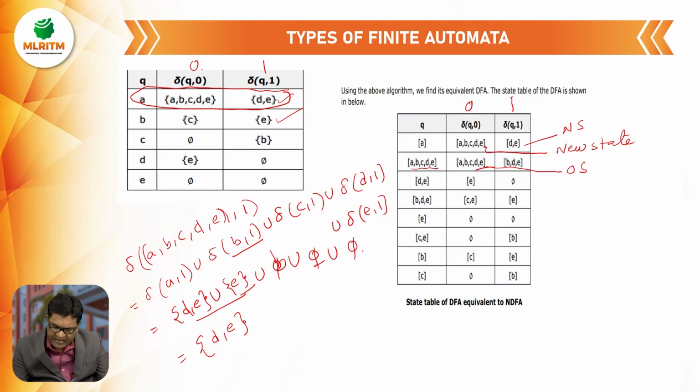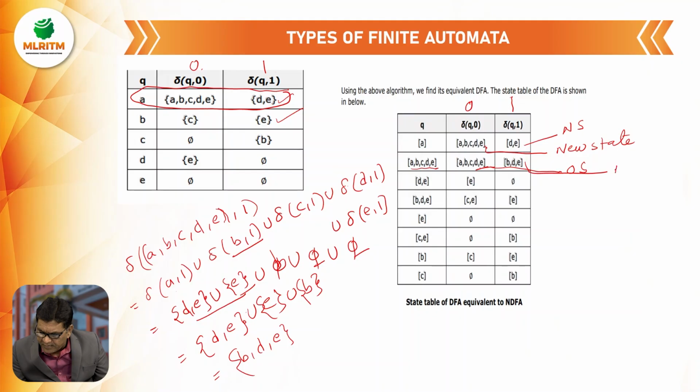D with 1 is pi and E with 1 is pi. So whatever union, E union, it is a B. Now you can take that union part, BDE. Yes, BDE. It is a new state. It is already over.